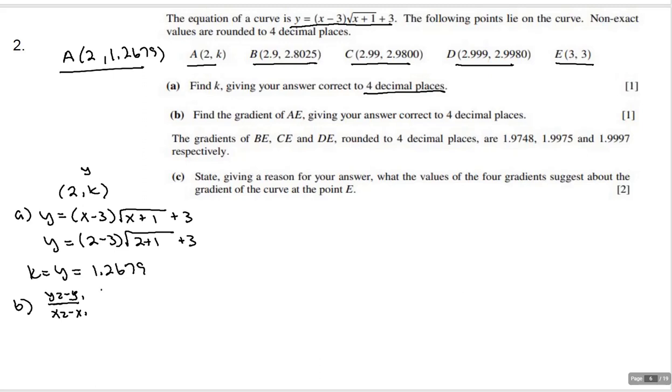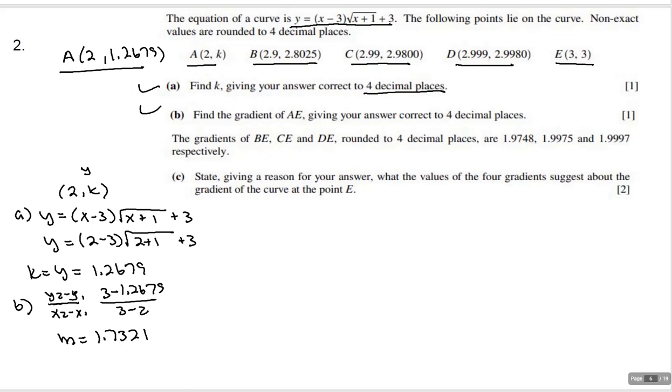Okay, so hopefully you did that, and I do 3 minus 1.2679, and then it's going to be over 3 minus 2. So 3 minus 2 is going to be 1, so this is going to be 3 minus 1.2. I'm going to get the slope of 1.7321. All right, that's again only one point, but it wasn't that hard. And even if I still don't know what it is we're doing or why we're doing it, that's what's going on there.